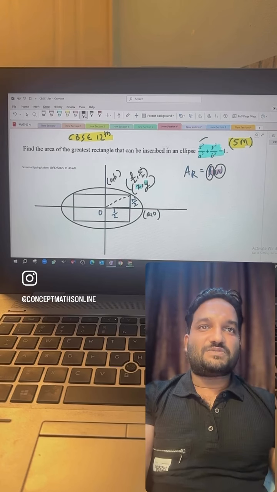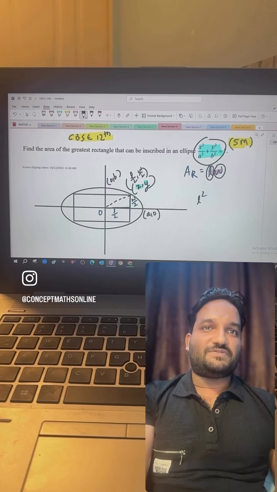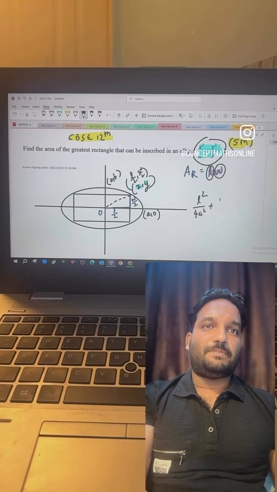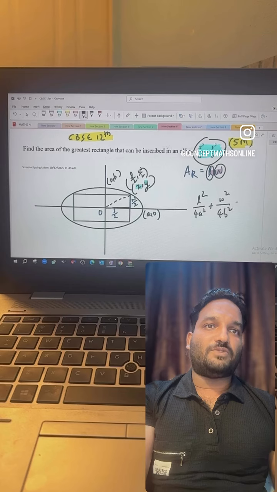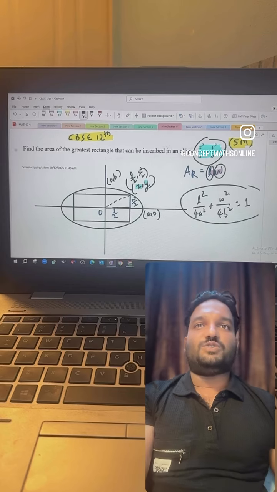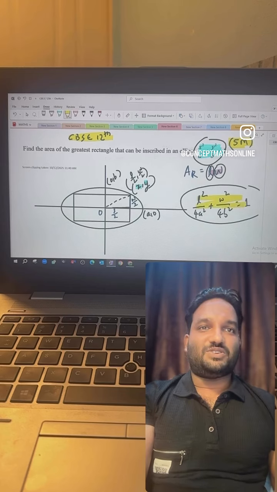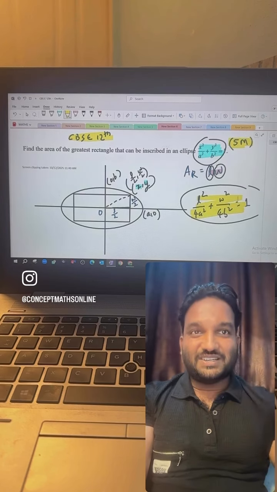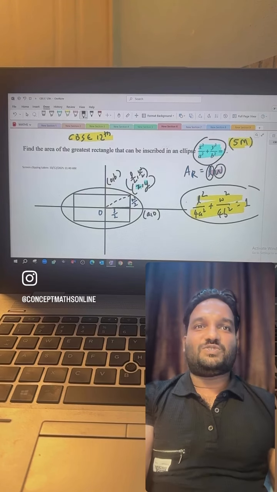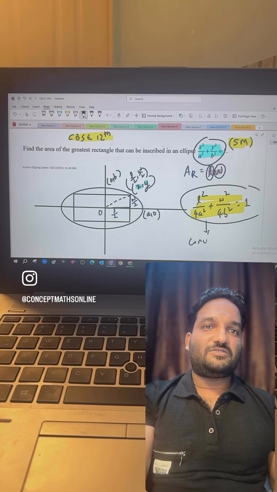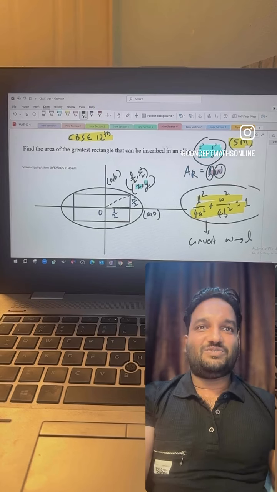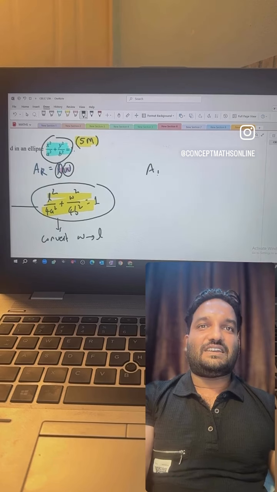Then substitute in the ellipse equation. It will satisfy (L by 2) whole square over 4a square, plus (W by 2) whole square over 4b square, equal to 1. So this is the equation you need to make to convert W into L. Using this equation, convert W to L, then you will get area as some function of L.